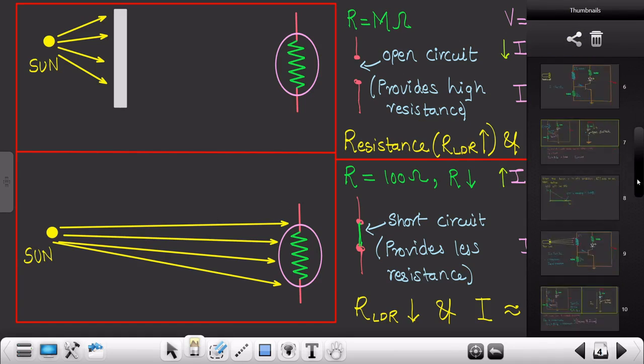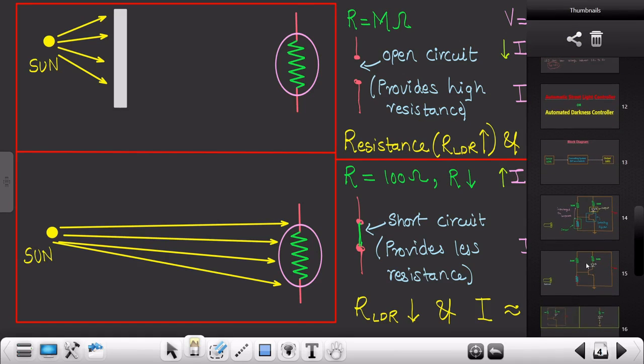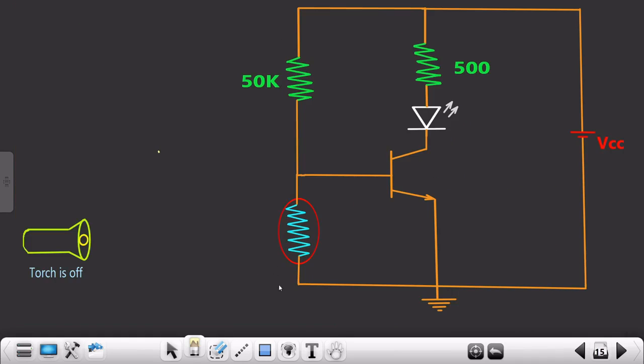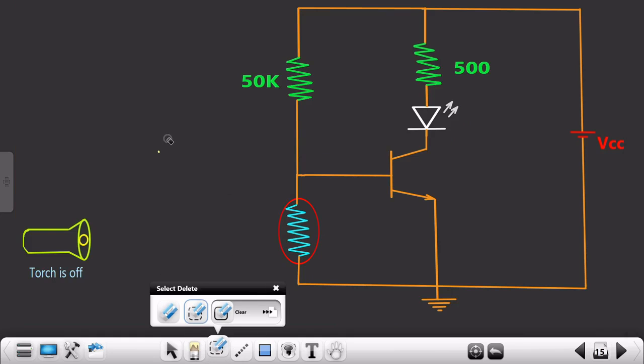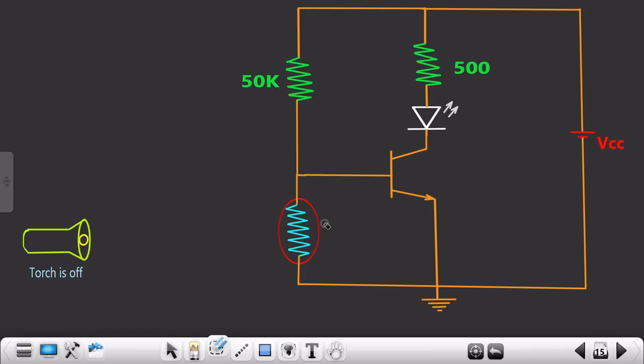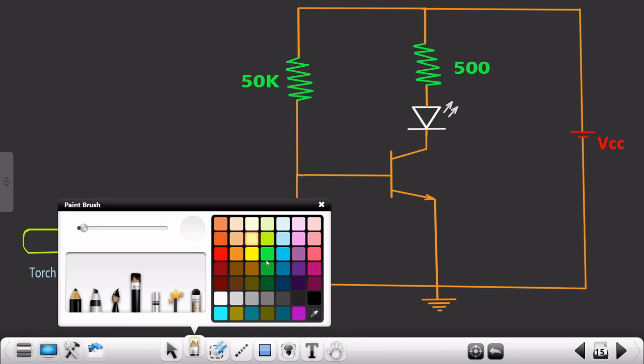So now moving back to our project. We are analyzing this particular circuit in two cases. In case one, we are keeping this torch away from this particular LDR sensor, or basically we are not making any light ray incident on this particular LDR sensor. So when your torch is in off condition, we know that this particular LDR sensor will act as if it is open circuited, right? It will provide high resistance.